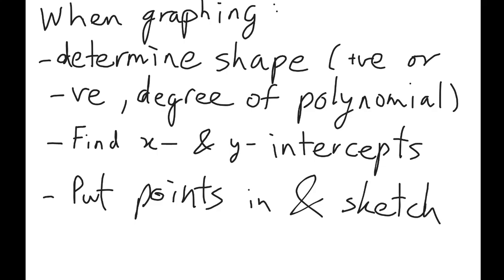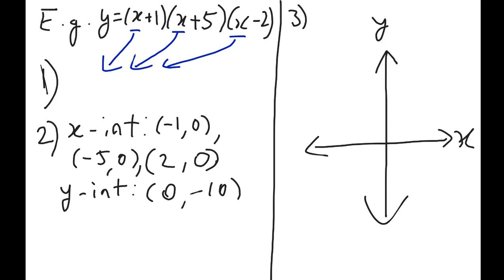We can find our x and y intercepts, and we also need to put points in and sketch. So we should always put the points in before we sketch. I know it doesn't look as nice, and I have been telling you guys that if you do know the shape, it is nice if you actually sketch it first and then put the points in. But for starting off, we should just put the points in before we sketch. That way, we know what we're putting in, and then we can check if it makes sense or not. So, let's do an example.